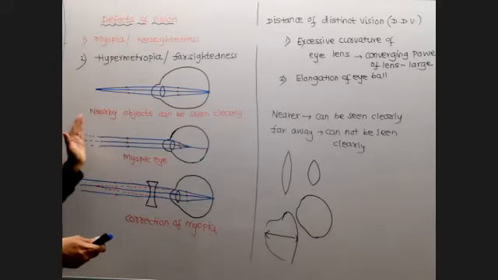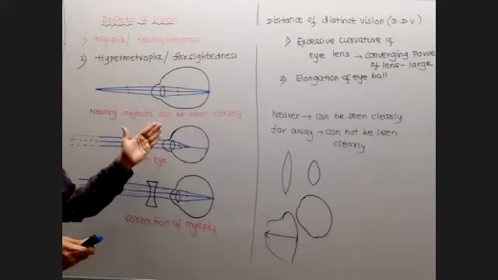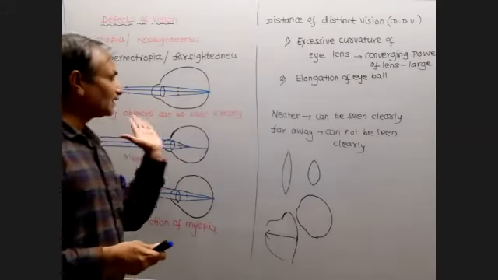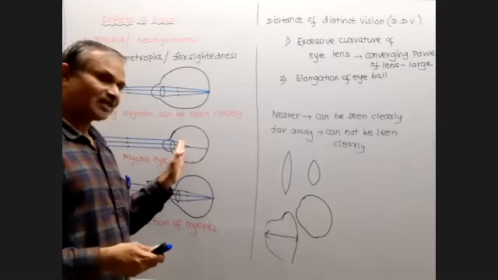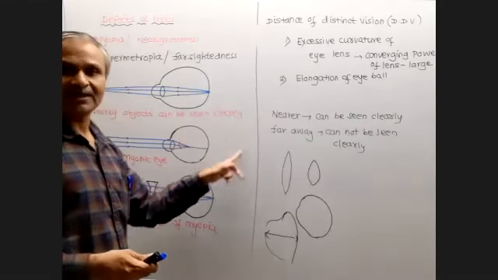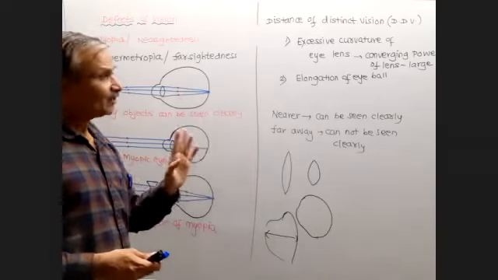Then here what happens? The rays which come from the nearer point meet behind the retina, not before the retina. Somewhere here, they will meet. Okay. What are the causes?